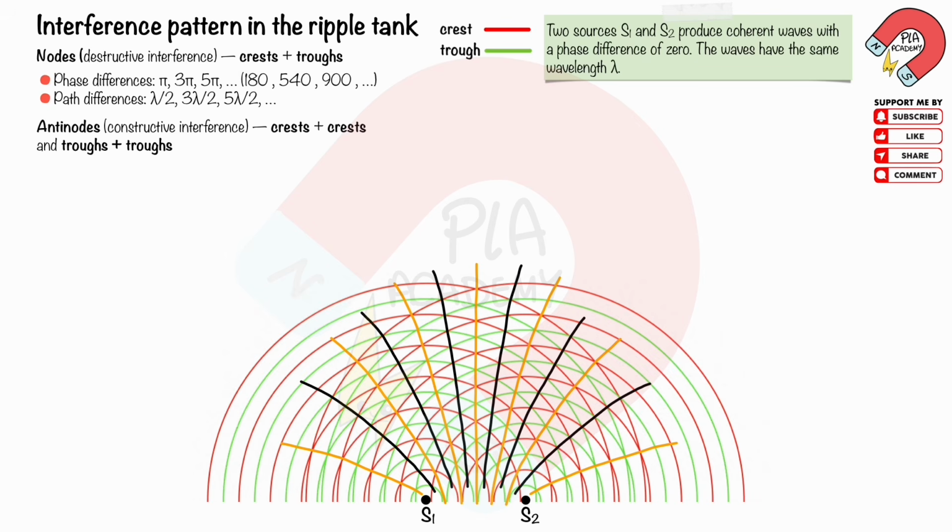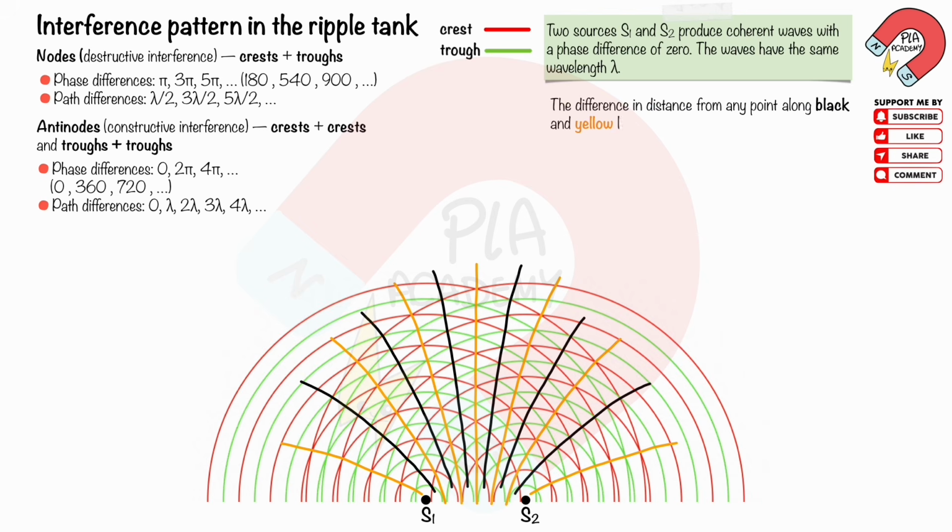Recall that the nodes have phase differences of pi, 3 pi, 5 pi, 7 pi, and so on, or 180 degrees, 540 degrees, 900 degrees, and so on. And their path differences are half a lambda, 3 half lambda, 5 half lambda, and so on. The antinodes have phase differences of 0, 2 pi, 4 pi, 6 pi, and so on, or 0, 360 degrees, 720 degrees, and so on. And their path differences are 0, lambda, 2 lambda, 3 lambda, and so on.